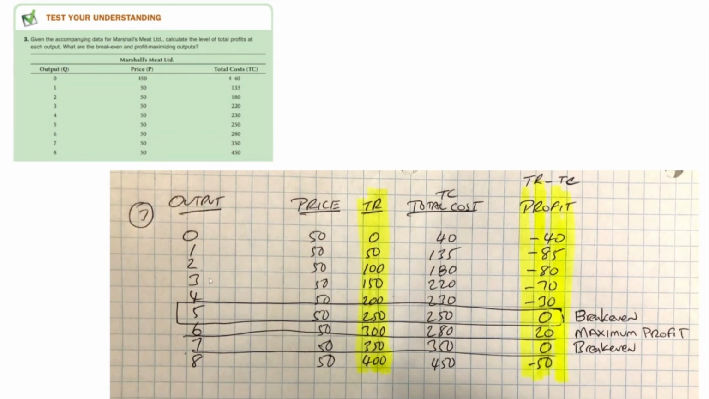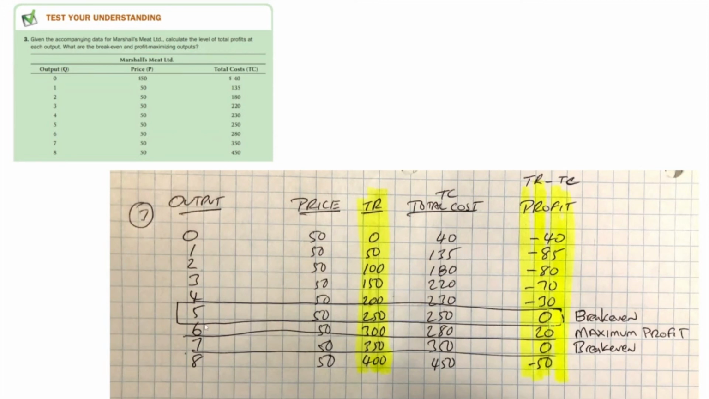As we ramp up our production, we'll come up to 4 units of output. 4 units times $50 each is a total revenue of $200. Total cost is $230, so we're losing $30. As we move into 5 units of production, we are 5 units times $50 each, $250 total revenue. Our cost at that point is $250. We are at break even. In other words, our total revenue equals our total cost.